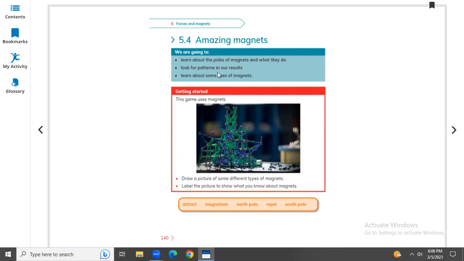Poles, what are the poles? The side corners of a magnet. If this is a magnet, one side is the north pole and the other side is the south pole. So the corner of the magnet, you can see, is its pole.